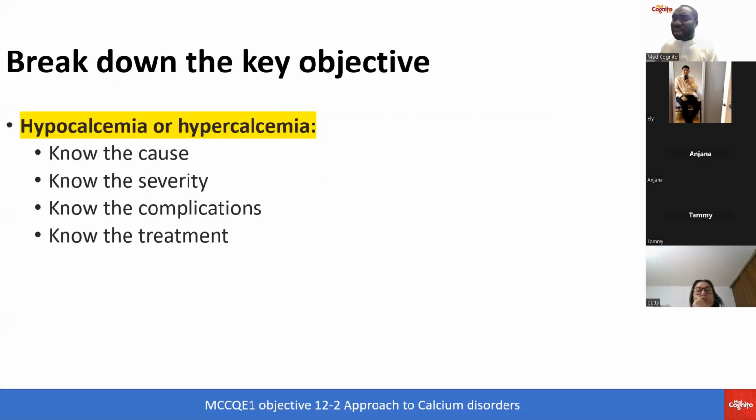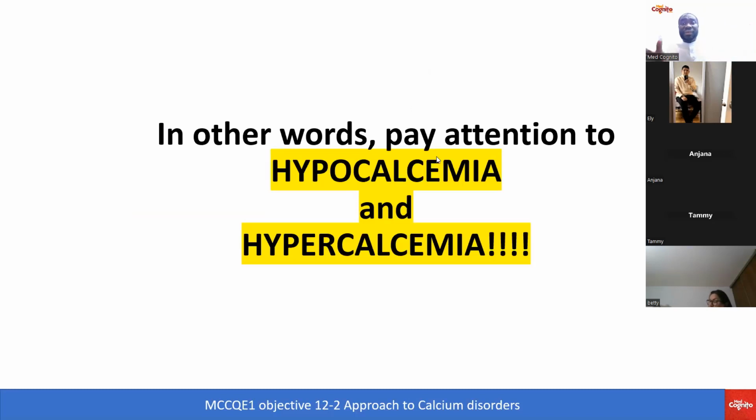So I stated something that, look, if I'm going to break down this objective, I'm going to look at hypocalcemia and hypercalcemia from these angles. I'll know the cause. I'm going to write down all the causes of hypocalcemia. I'm going to write down all the causes of hypercalcemia. I'm going to write down how a patient with severe hypocalcemia will present, how a patient with severe hypercalcemia will also present, the complications, and then how am I going to treat them. If I'm able to manage a patient from this angle, then that means that, look, I am already in the clear so far as this particular objective is concerned. So in other words, pay attention to hypocalcemia and hypercalcemia, all right?